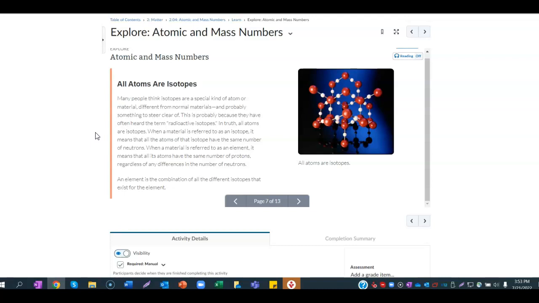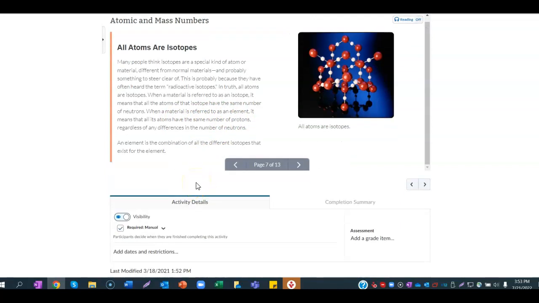So this would be something good to put in your notes, understanding the difference of something being called an isotope. I would put isotope equals same number of neutrons. Element equals same number of protons. Put that in your notes, and then you'll be able to distinguish between the two. And then an element is the combination of all the different isotopes that exist for the element. So that might be something to include as well.